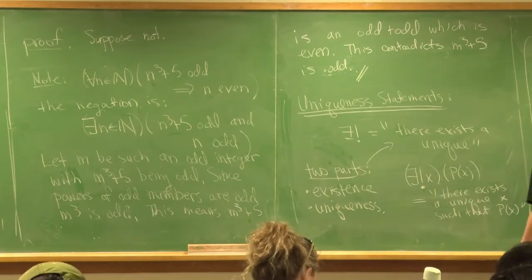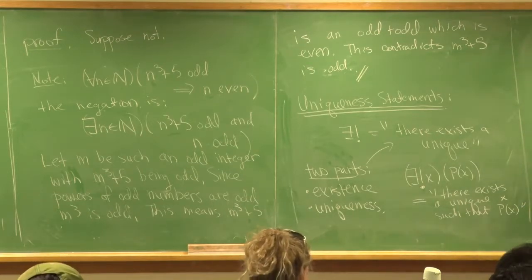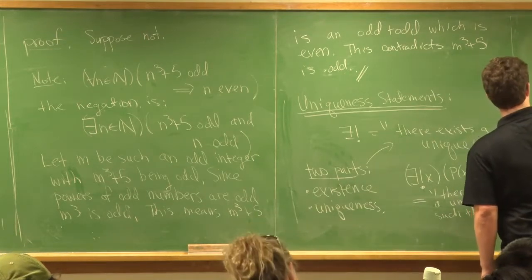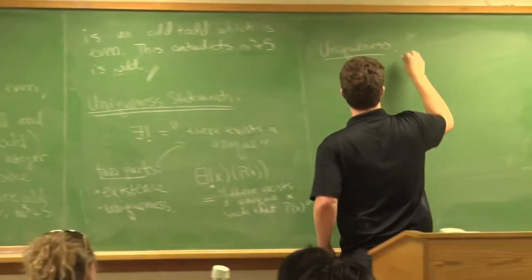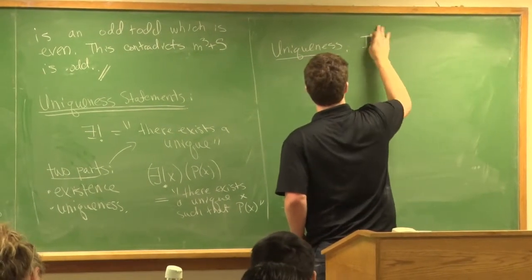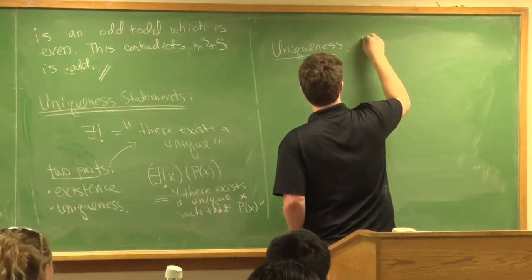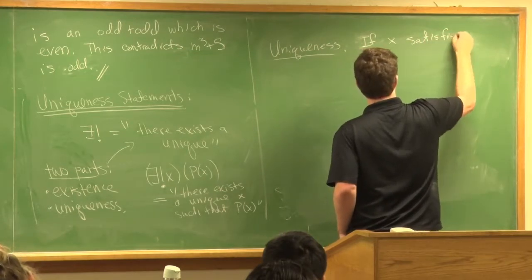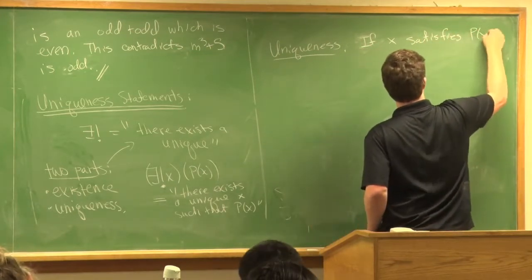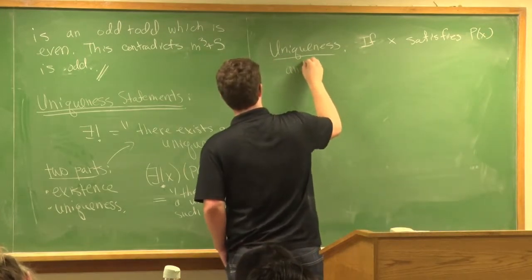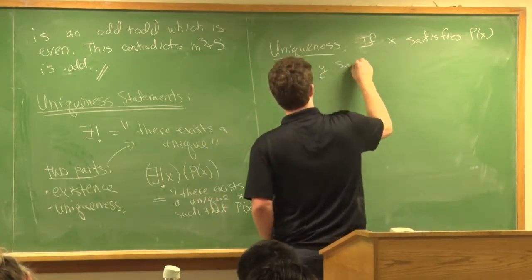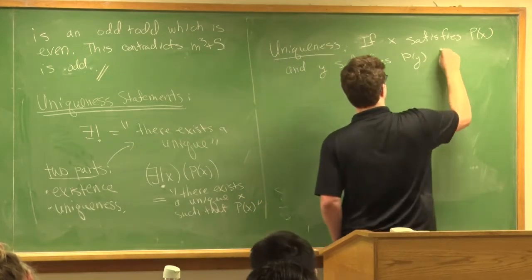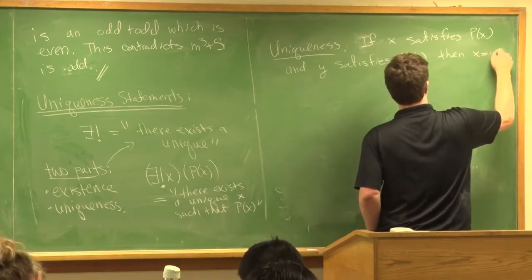Uniqueness is the following thing. Uniqueness is that if x satisfies p of x and y satisfies p of y, then x is equal to y.